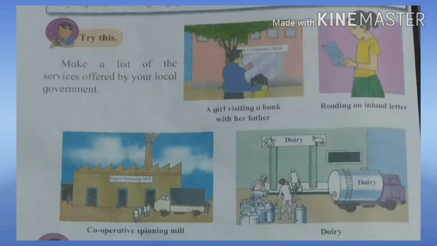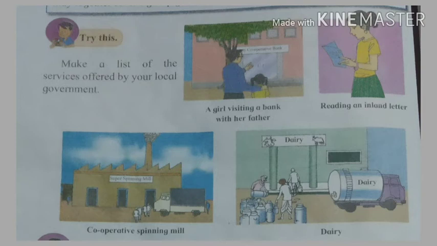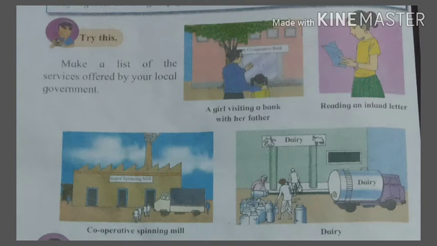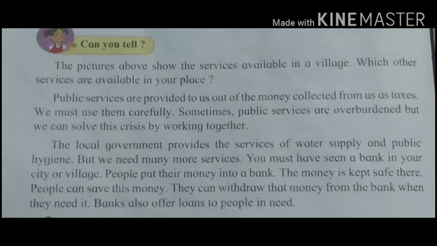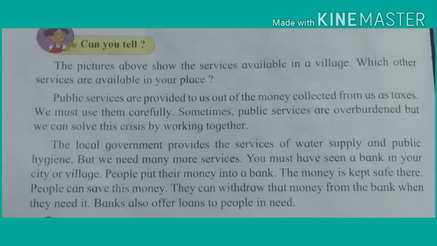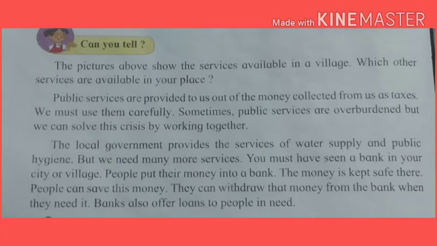Try this. Make a list of the services offered by your local government. Number 1, a girl visiting a bank with her father. Number 2, reading an inland letter. Number 3, cooperative spinning mill. And last, number 4, dairy. Can you tell? The pictures above show the services available in a village. Which other services are available in your place? Dear children, please search and afterwards give the answer to your teacher.